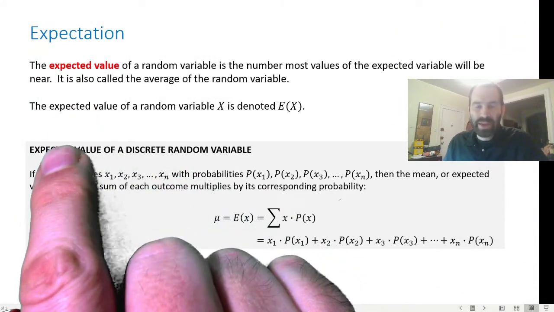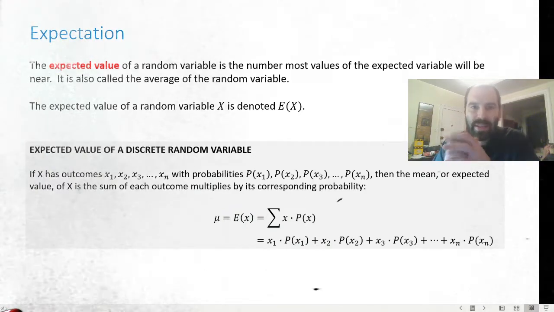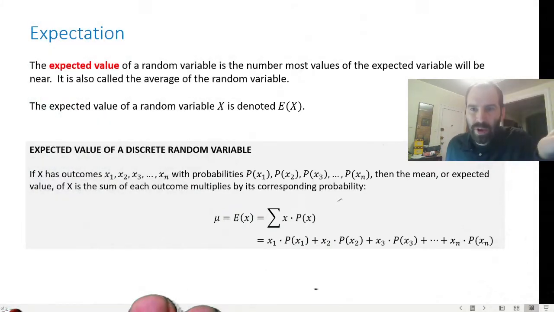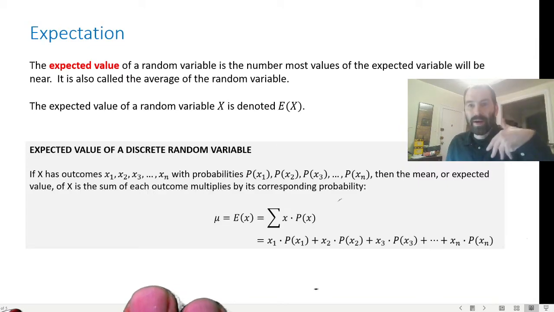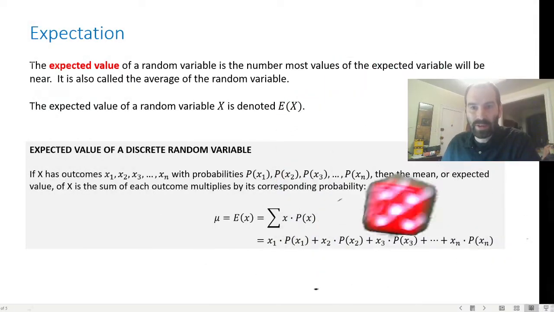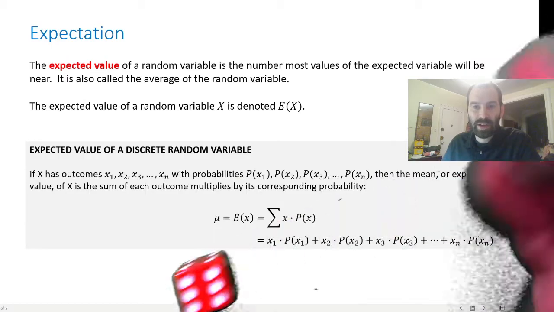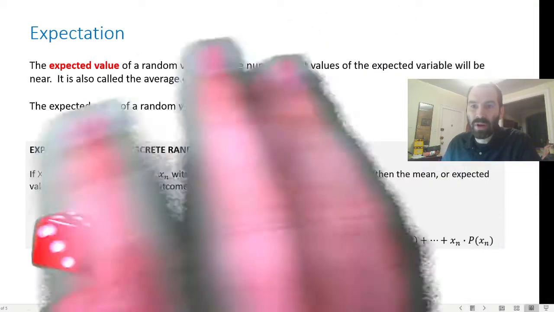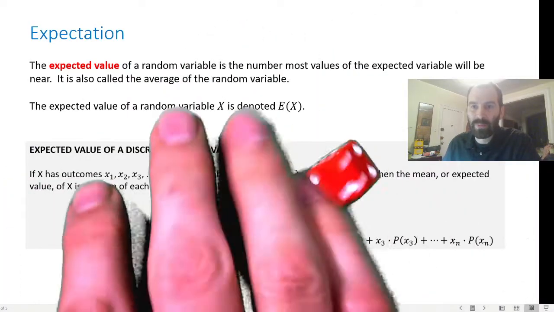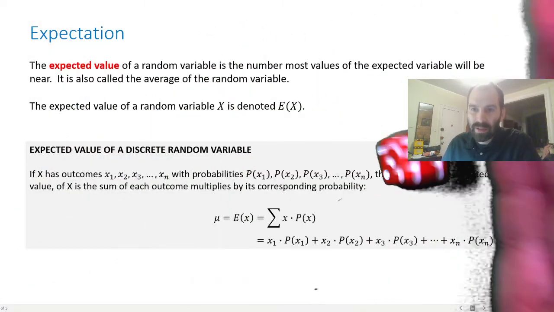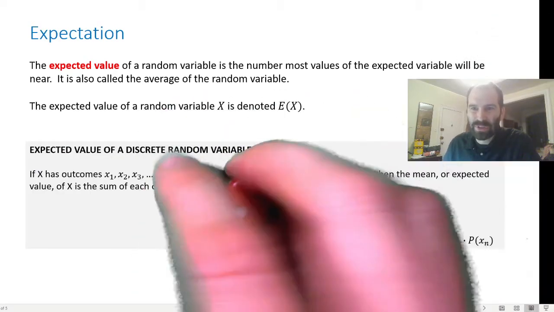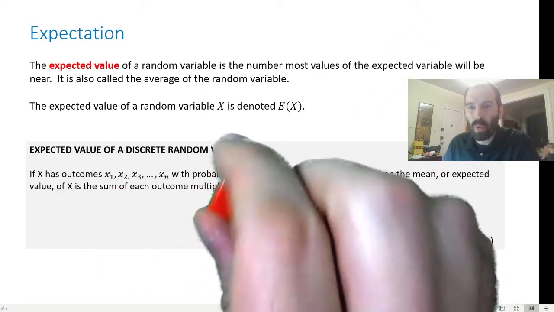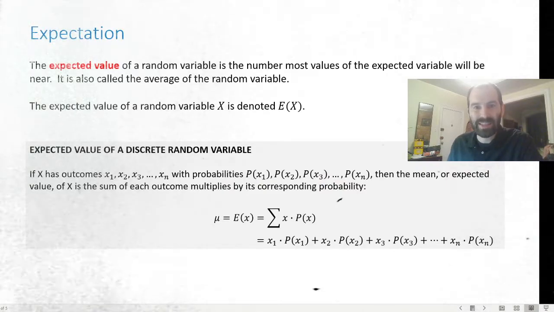What is the expected value? The expected value is the number most values of the random variable will be near, on average. So it's also called the average of the random variable. If I do something many times, like rolling a die, I can get all kinds of numbers. On average, what are most numbers closest to? If I can come up with one number that best averages all these different values I'm getting, what would it be? That's the expected value.